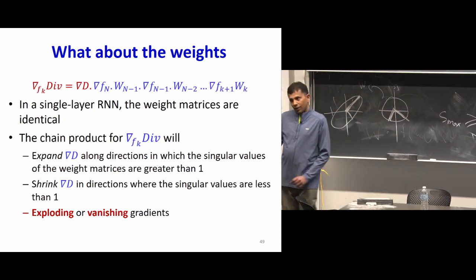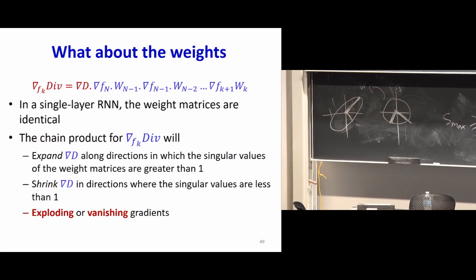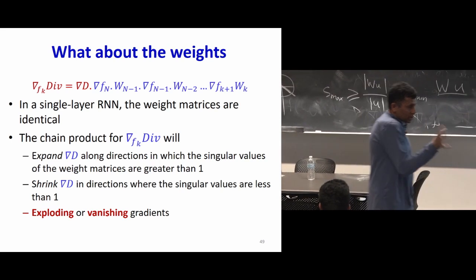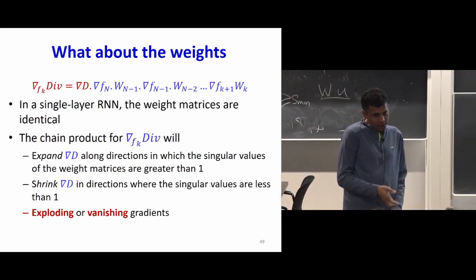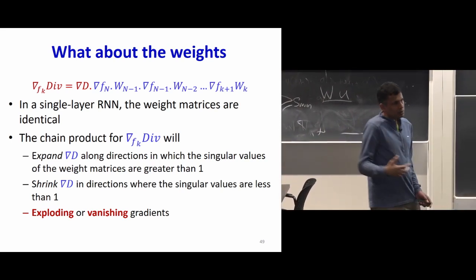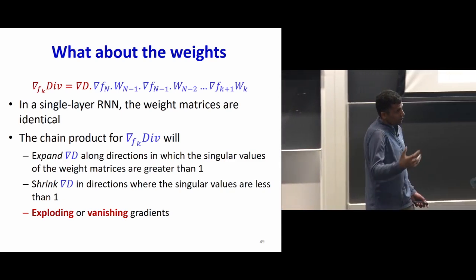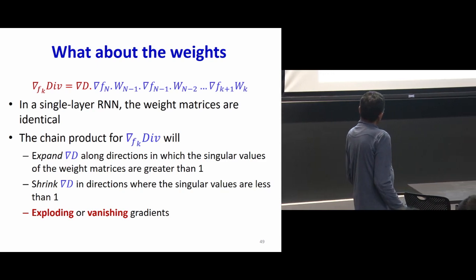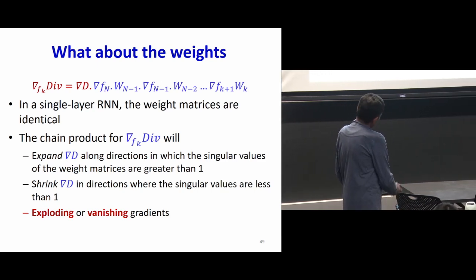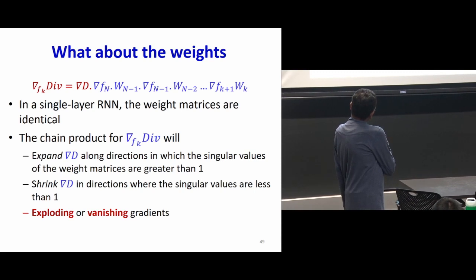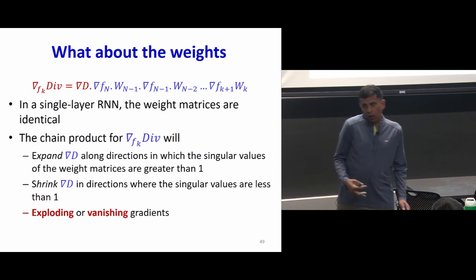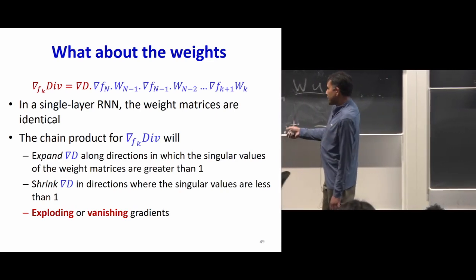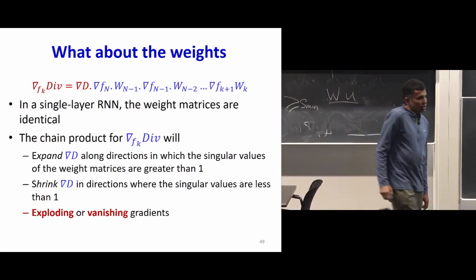If it has components in this direction, it's going to expand. And if the vector is explained by some linear combination of these singular vectors, then the components lying along singular vectors with singular values less than 1 are going to shrink. Those components along singular vectors with singular values greater than 1 are going to expand. So what this multiplication with W at any point will do is expand or shrink the derivative that's coming in. And it's going to expand it in some directions and shrink it in the others.